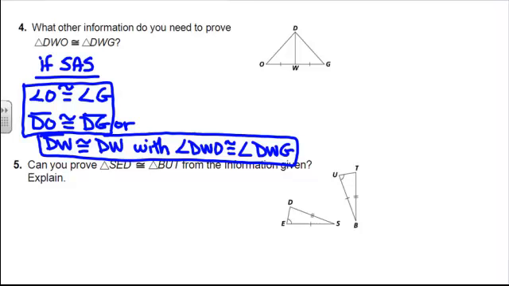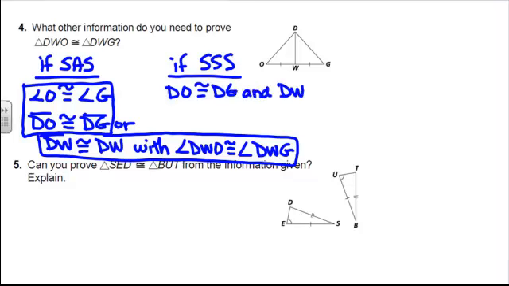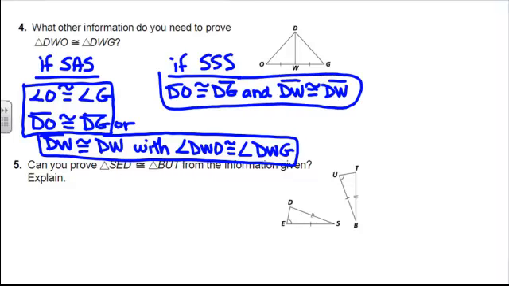If I'm doing side side side, then I just need the other two sides equal. So I could do DO congruent to DG and DW congruent to DW. Depends on how you want to prove the triangle is congruent.